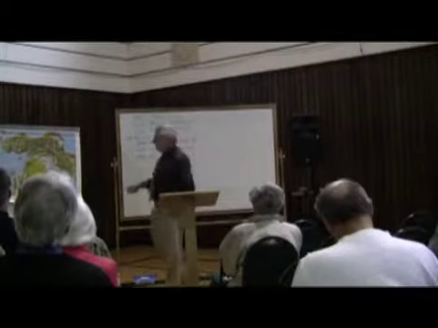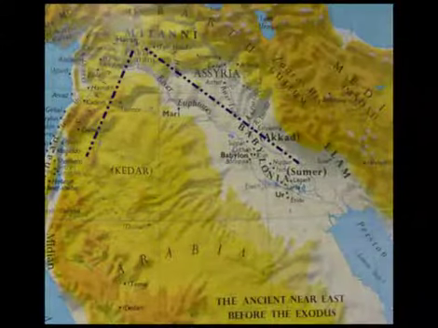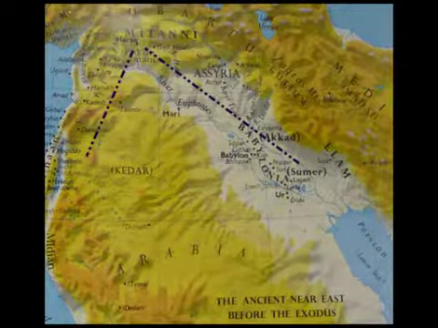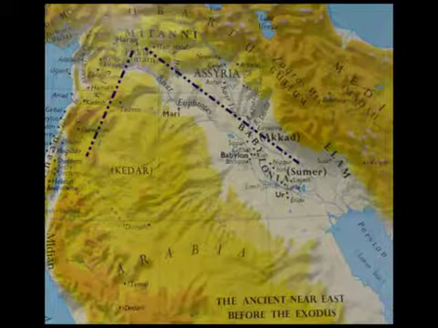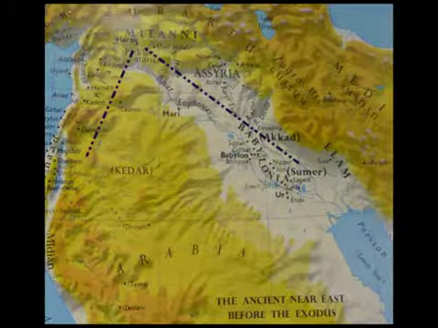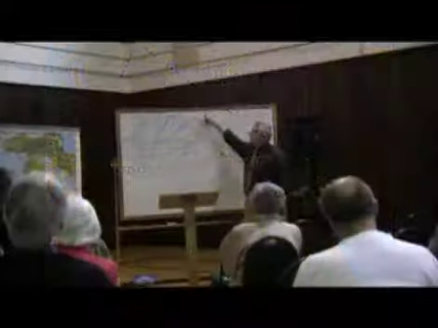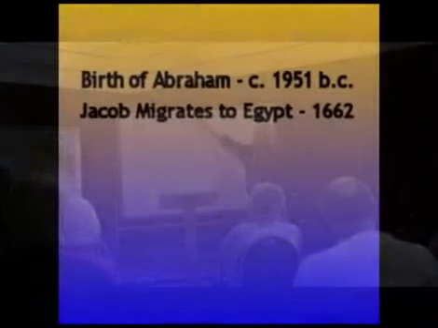So Abraham, along with many others, migrates out of Mesopotamia, up the Euphrates, up to Haran, then down, of course, to Canaan. Now that's the first great events that we find in the book of Genesis. The next date I'd like to highlight with you is 1662, so some 300 years later.